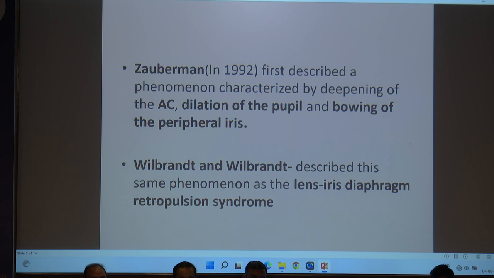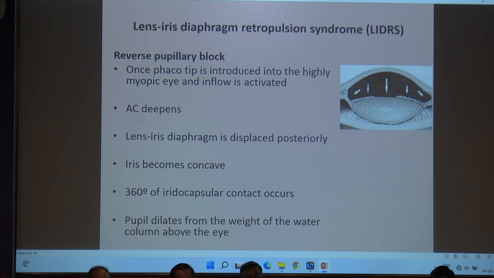It was Jaffe and Mann who first described the anterior chamber deepening with dilation of the pupil and bowing of the peripheral iris, which was subsequently named lens iris diaphragm retropulsion syndrome by Wilbrandt. So what is that? It is actually a reverse pupillary block. Once the phaco tip is introduced into the highly myopic eye and the inflow is activated, the anterior chamber deepens and the lens iris diaphragm is pushed posteriorly or downward. The iris becomes concave and there is 360 degree iridocapsular contact, which leads to dilatation of the pupil due to the pressure of the water column.